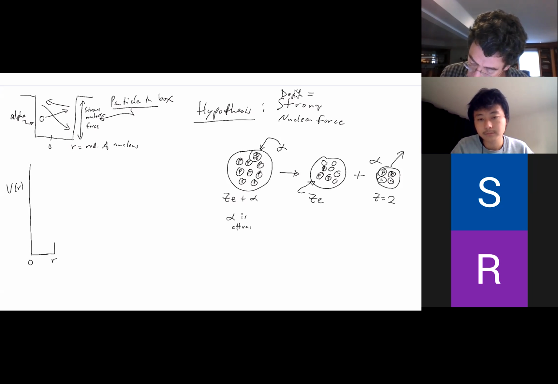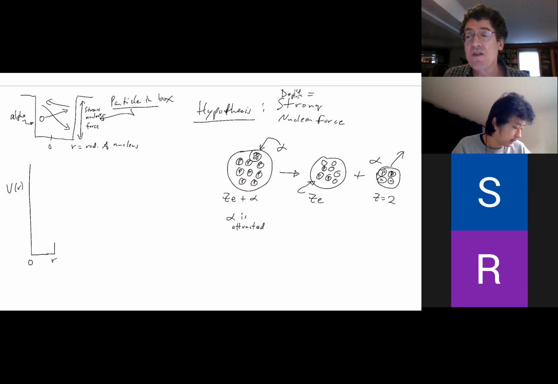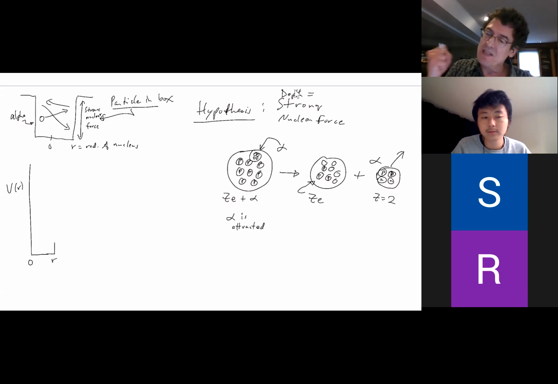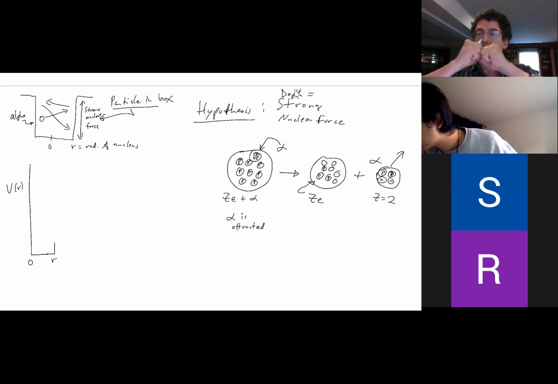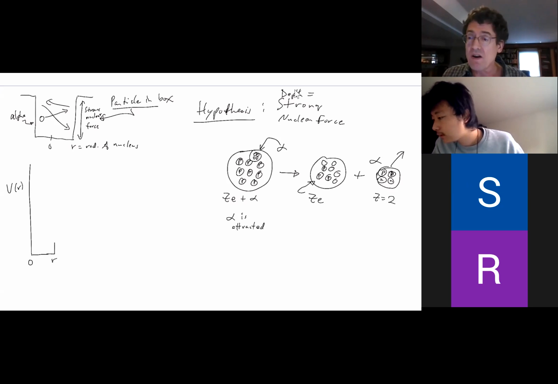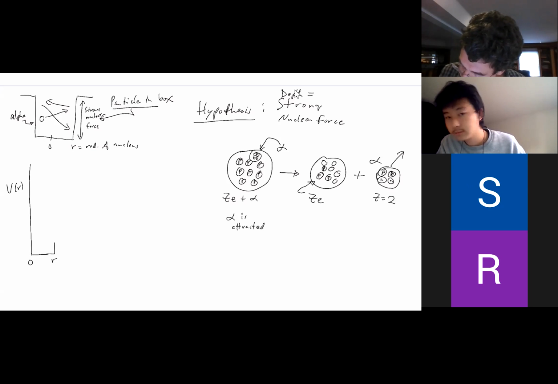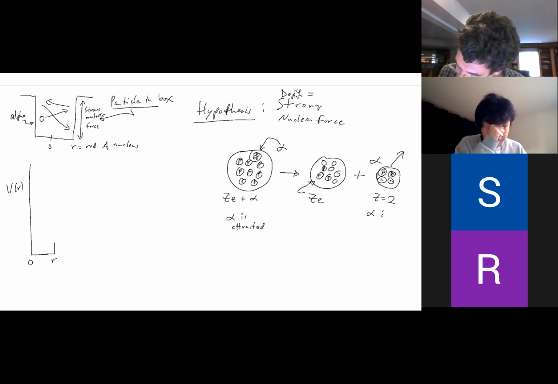So if the alpha particle can get out, here the alpha is attracted. It's inside the nucleus, and so it feels a strong attractive force. But the moment it gets outside of the nucleus, what does the alpha particle feel? Tell me. Repulsion. Right, because it's positively charged and the nucleus is positively charged. So as soon as it gets outside, boom, it gets pushed away very hard. So then it's repelled. Alpha is repelled.